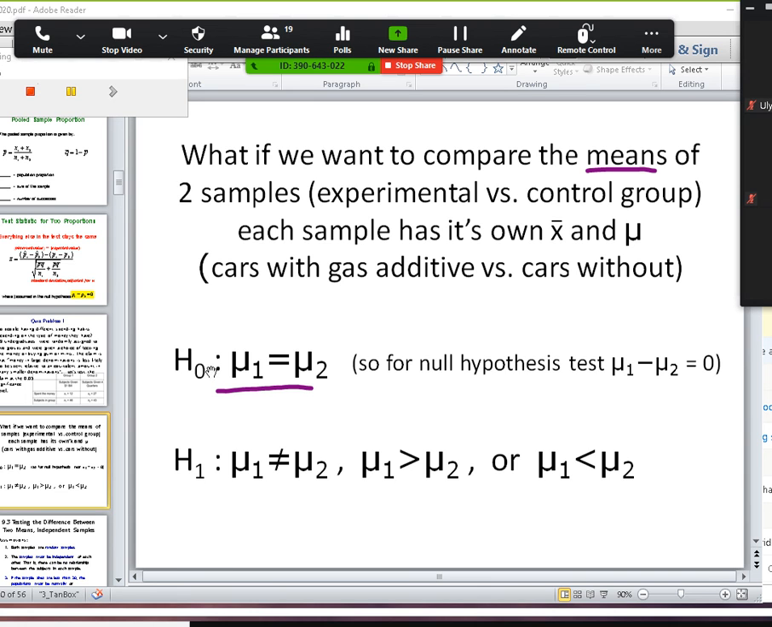Yeah. So H naught is always, always, always equals. So we're talking about means now, right? So we're going to have 2 samples. One sample is going to have its own X bar. So you have X bar 1, mu 1, S1, and N1. So here we're saying that the mean of the first one is equal to mu of the second one. And H1 will be one of these, not equal to, greater than, or less than, depending on what your claim is.